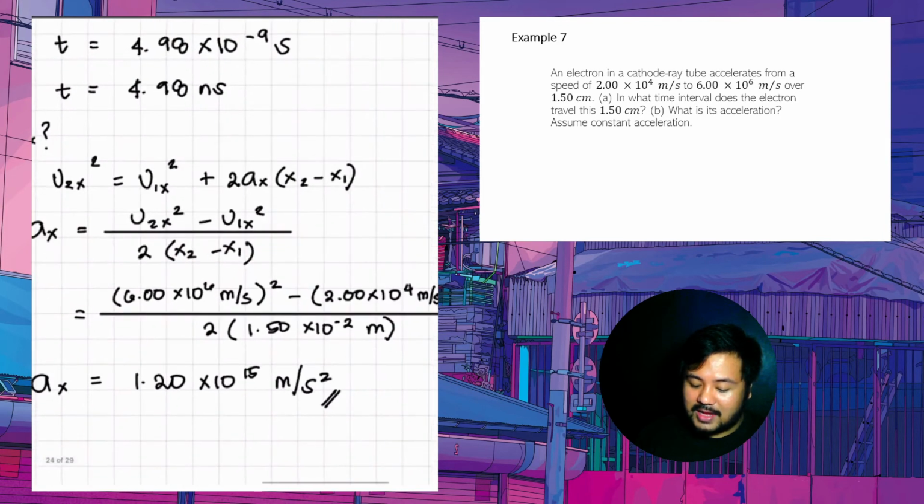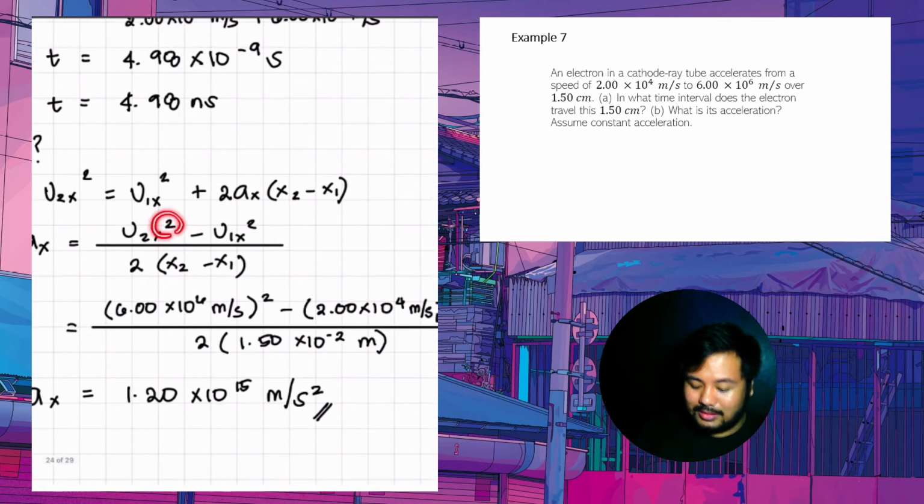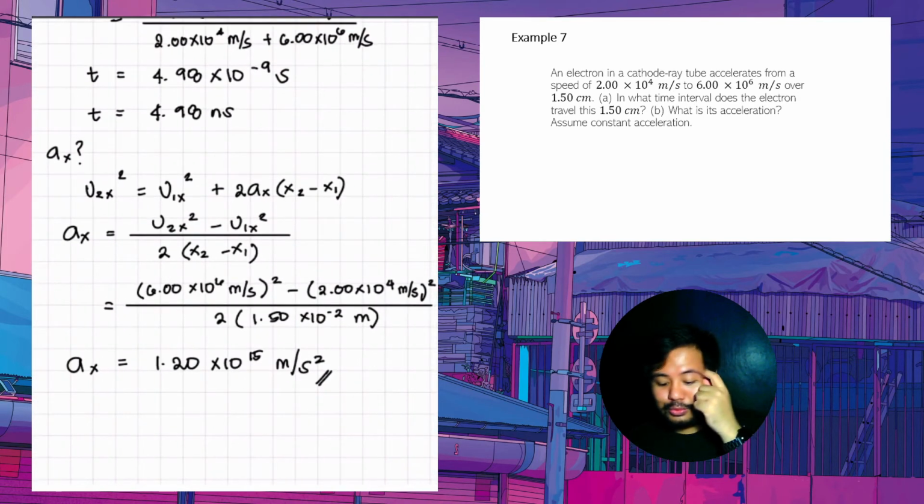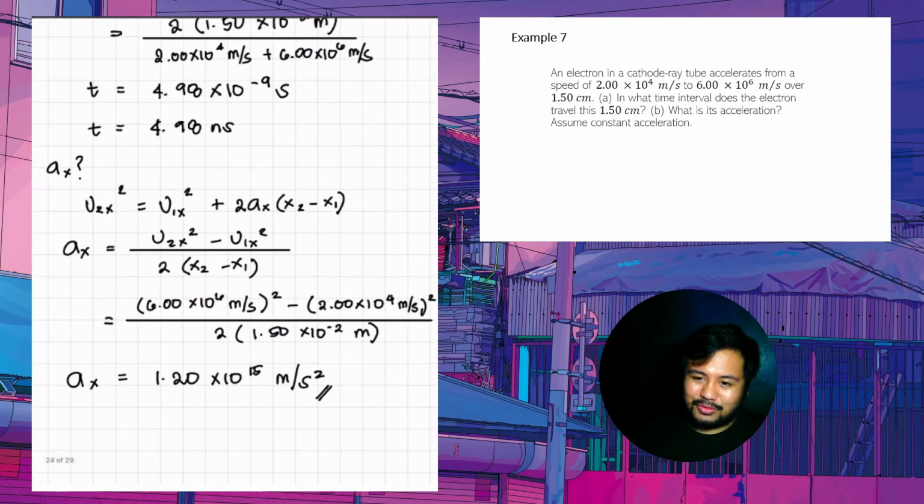Substituting all the given, and don't forget the squared. Some students really forget to do the squared thing, or raise it to 2, and then they have wrong answers, even though the problem is very, very easy. So we now have ax equal to 1.20 times 10 raised to 15 meters per second squared. Take note, times 10 raised to 15. Now that's a very fast acceleration.